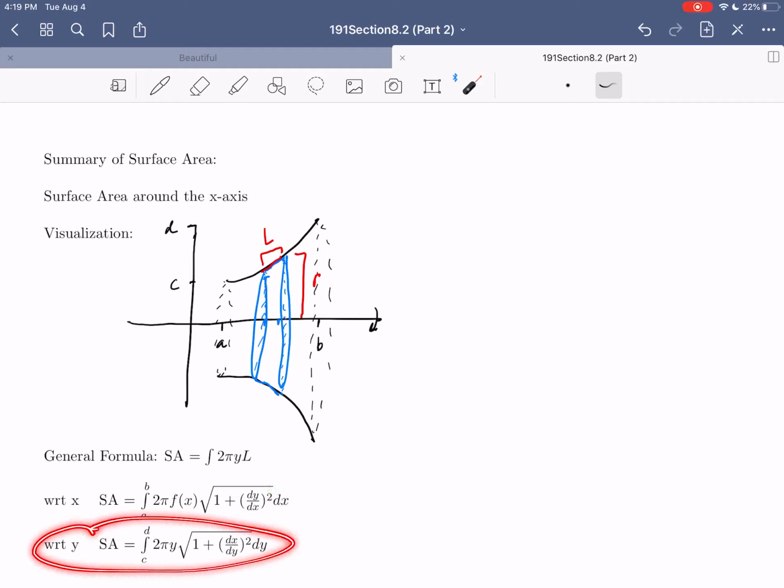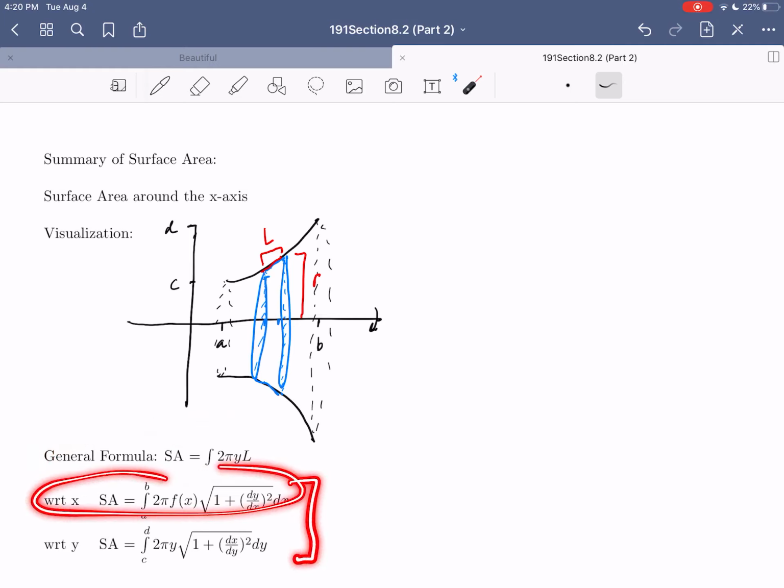If we choose to work with respect to y, then our bounds of integration would be c to d, so we'd be working from here to here. 2 pi, we would not need to put a function, we could just leave it as the variable y, because that's our variable of integration. And then for arc length, we would use the y definition of arc length, 1 plus dx dy, so the derivative of x with respect to y squared dy. So remember, both of these are just versions of this general formula. This one is for using if you want to work dx, this one if you want to work dy.